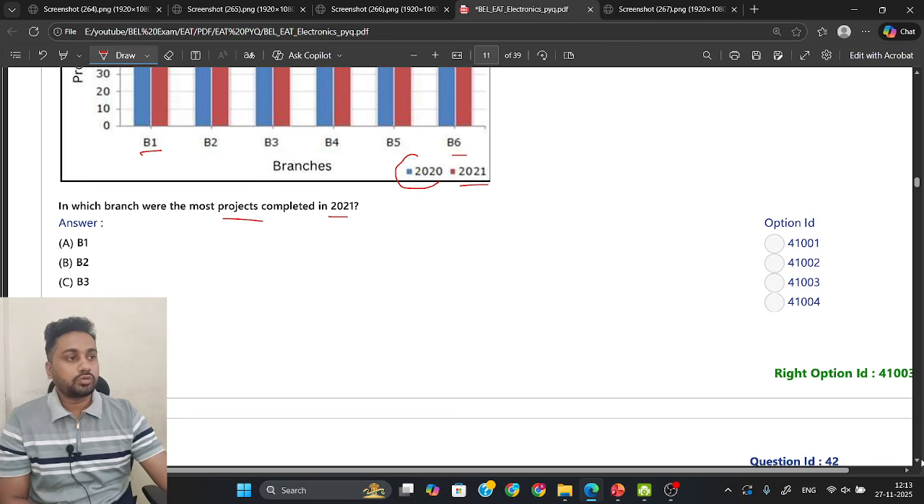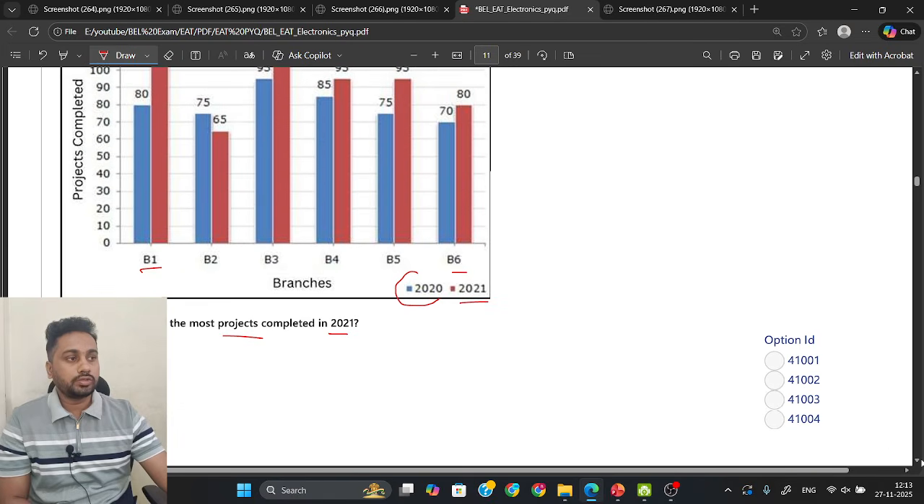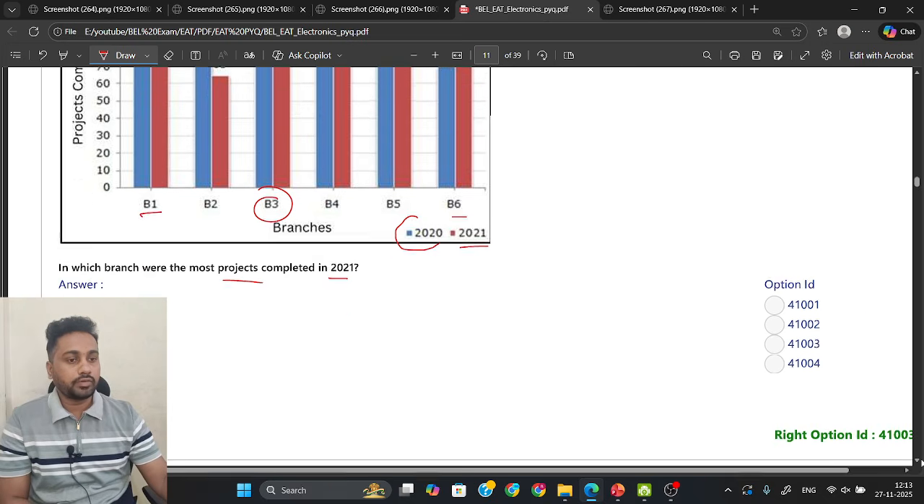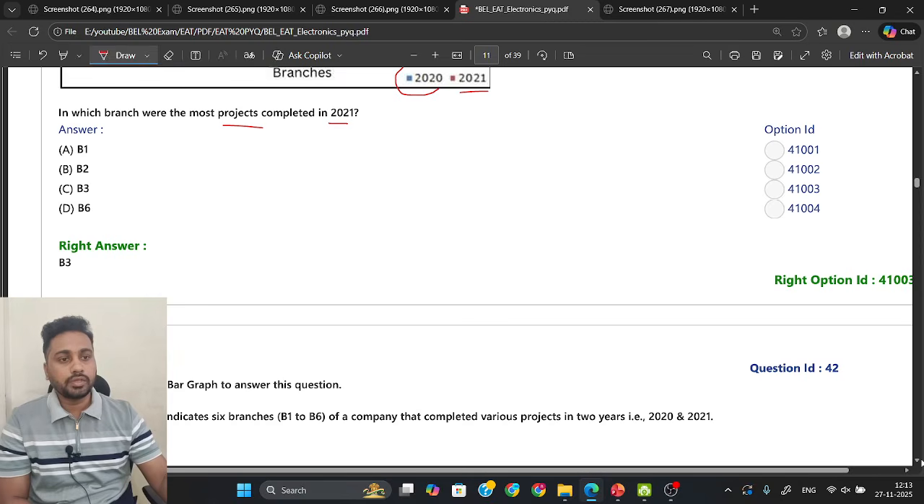2021 means the red one. So in the red one you can see this one is the highest one, 1110. So it is related to the B3 branch. So our answer will be your B3. Option C is your right answer.